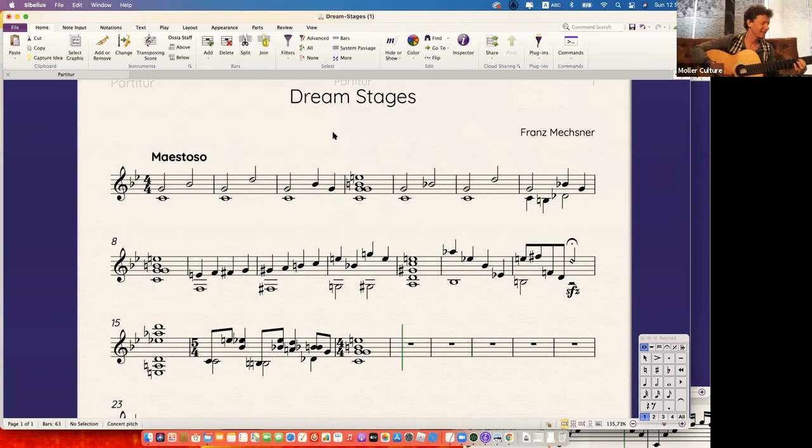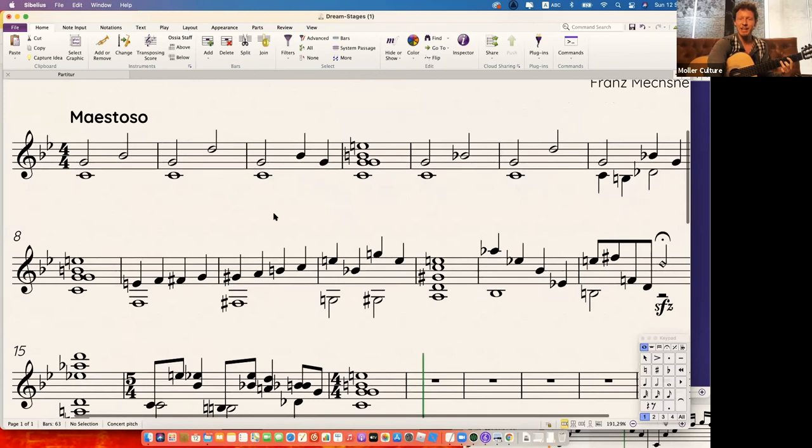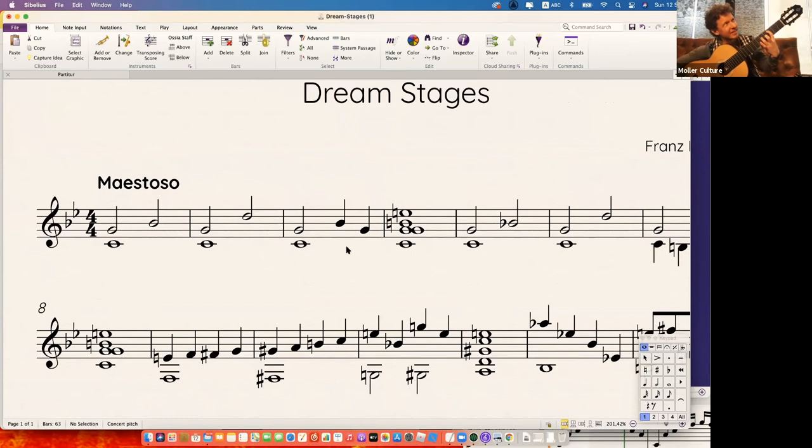It's a bit like a sneaky smile almost here. It's a little bit cheeky. I like that tonality change there.